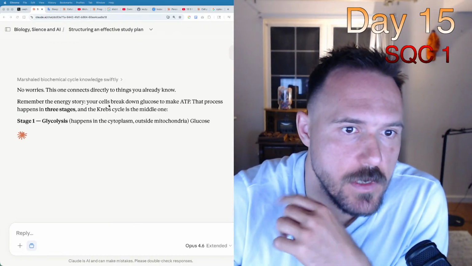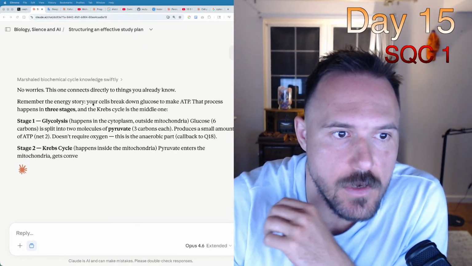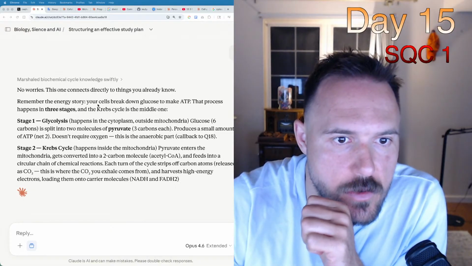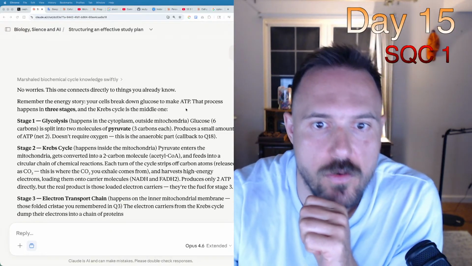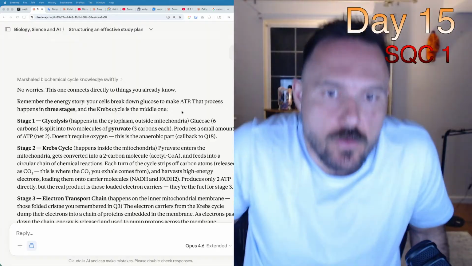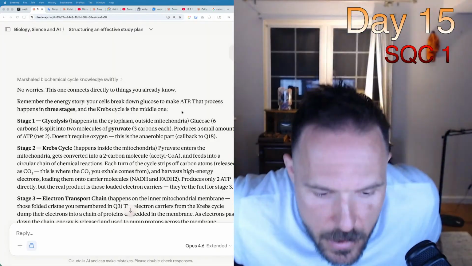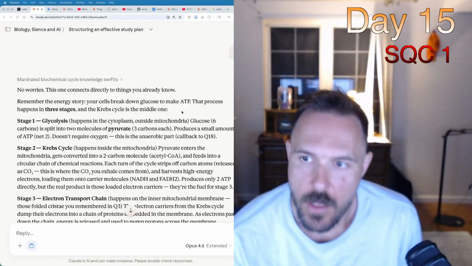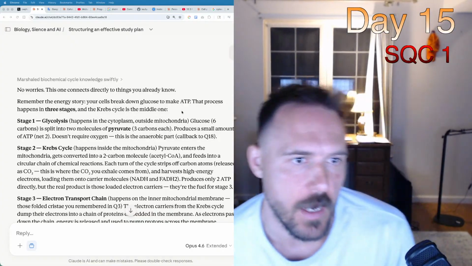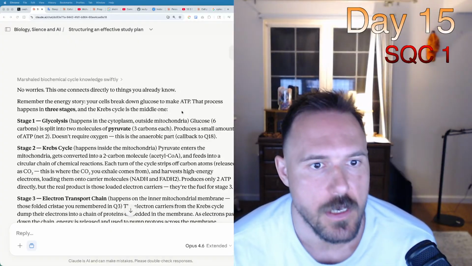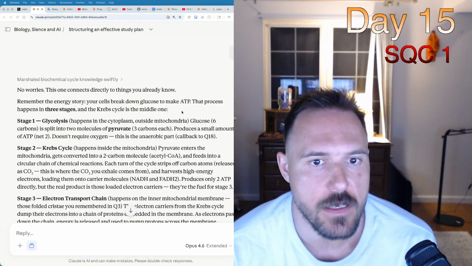No worries, this one connects directly to things you already know. Remember the energy story? Your cells break down glucose to make ATP. Yes, there are 2 different breakdown mechanisms: aerobic and anaerobic respiration. I remember that it happens in 3 stages, and the Krebs cycle is the middle one.